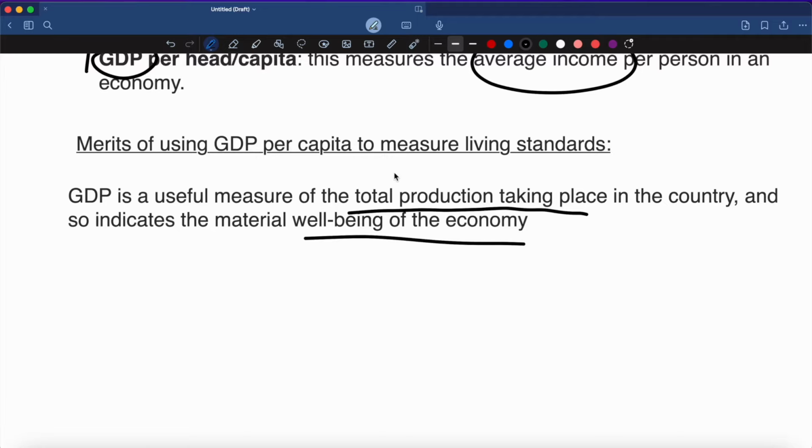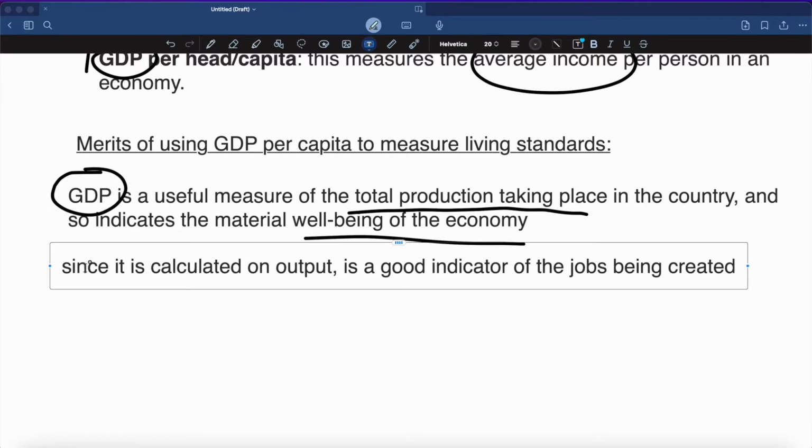And I can measure this living standard using the GDP. According to how much output is being produced by the economy, I can make a judgment of the living standard. That's what it means. Okay. Now, remember, GDP is calculated on output. So it is a good indicator of how many jobs are being created.